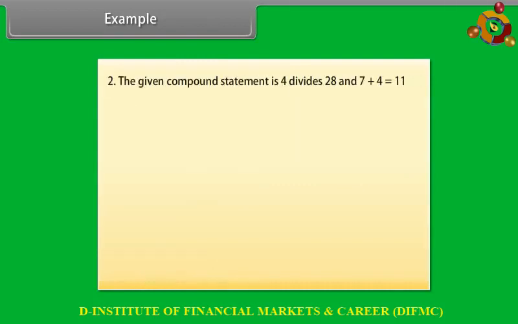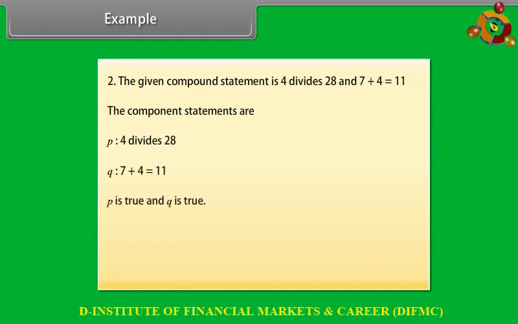2. The given compound statement is 4 divides 28 and 7 plus 4 is equal to 11. The component statements are: P, 4 divides 28. Q, 7 plus 4 is equal to 11. P is true and Q is true. Hence, P and Q is true.